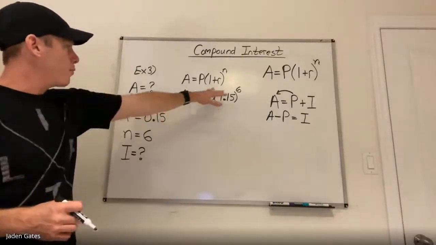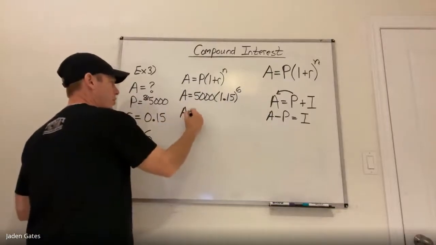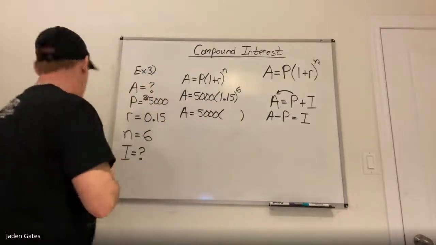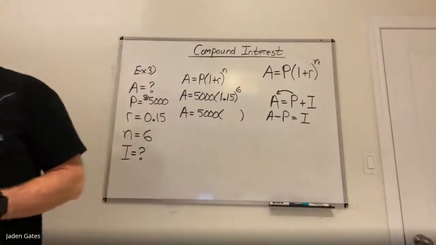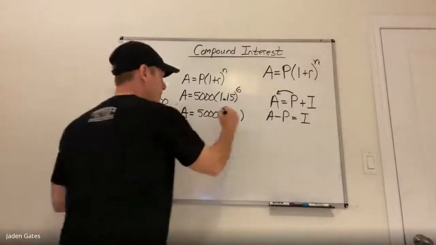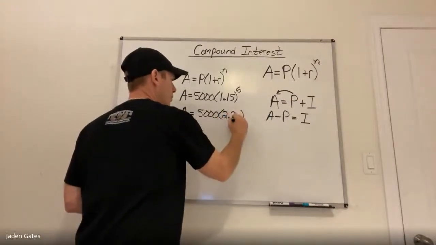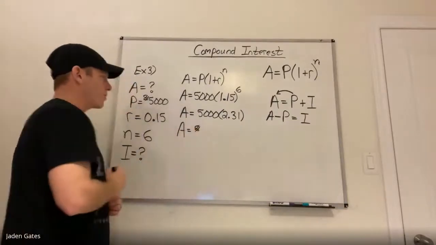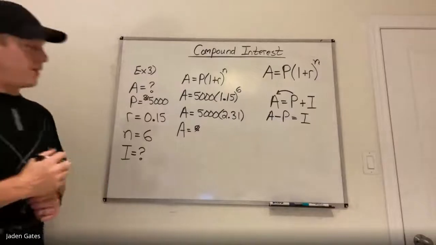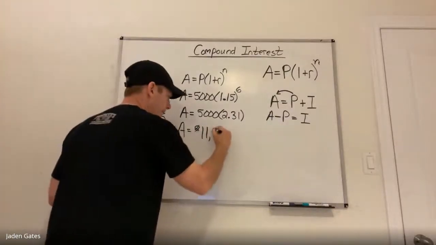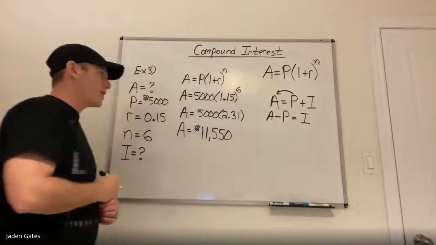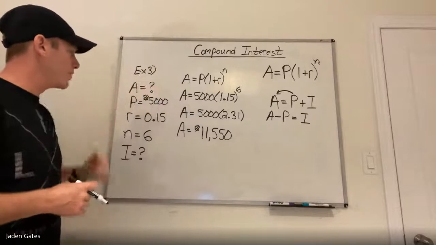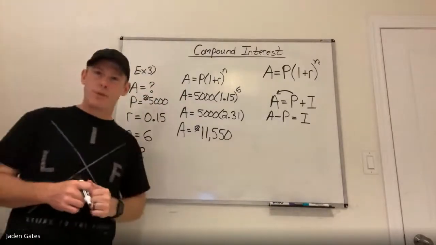All right, so again, I'm going to use BEDMAS to solve my equation here. So that means I have to do the exponents first. I take 1.15 to the power of 6 and I get 2.31. And then of course I multiply that by $5,000 and I end up with $11,550. So that's how much is now in the account. After investing only $5,000, you've more than doubled your money. But I want to know how much interest we made.